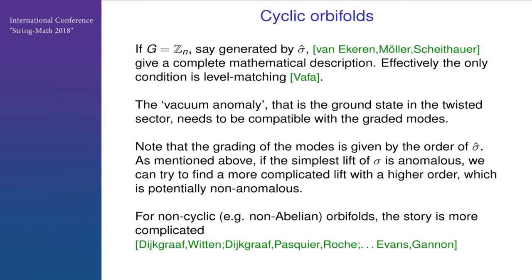So what can happen is, and coming back to this point, that one can try to find more complicated lifts of a lattice symmetry. If the most naive lift violates level matching, you can try to find a more complicated lift which has a higher order, which then potentially does not violate level matching. So in some cases, indeed, we find that the most naive lift, the standard lift, would give an anomalous orbifold, but then if we use a non-standard lift, in some cases at least, we find a non-anomalous orbifold.